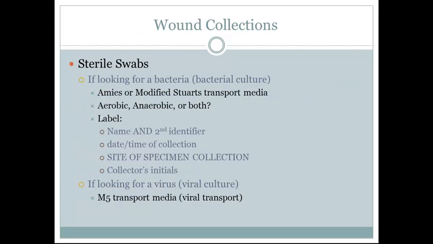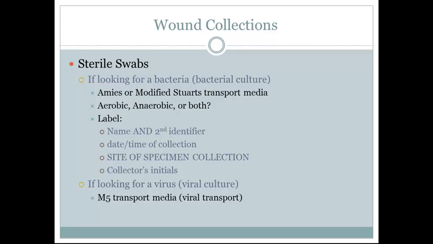Wound collection, we usually use a sterile swab. If we are looking for bacteria, we would then place the swab in an Amies modified Stuart transport media. And to figure out which one it needs, you would consult your lab reference manual. We also need to consider whether it's aerobic or anaerobic or maybe both. So we would maybe do 2 swabs, one aerobic, meaning an Amies or modified Stuart, and then anaerobic, which would be our Stuarts with charcoal or Amies with charcoal.